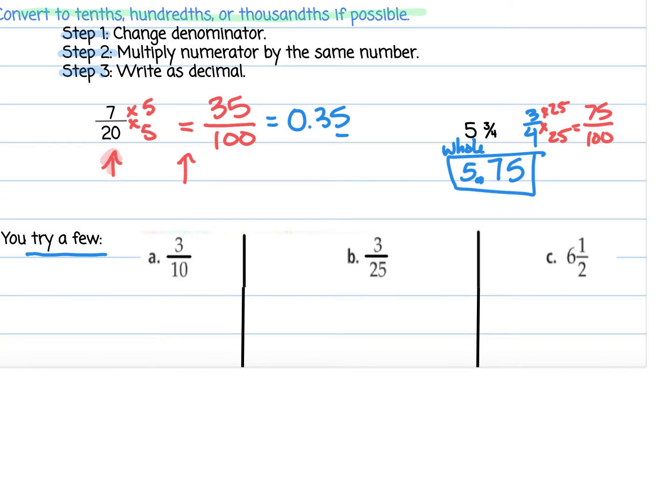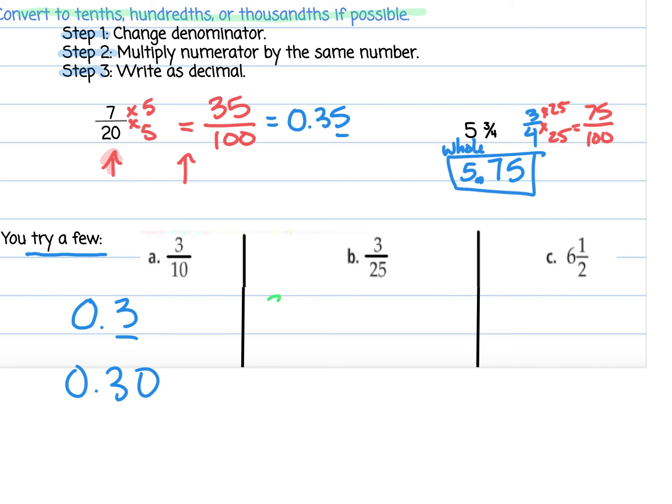So when I read this one, it's already in tenths, right? 3/10. When I think about place value, I can just simply write 3 in the tenths place. Some of you might change it to 30/100. Remember, those are equivalent. That 0 at the end didn't matter.